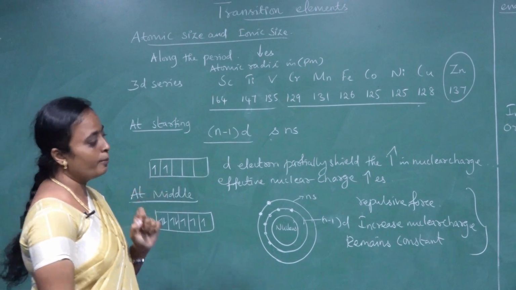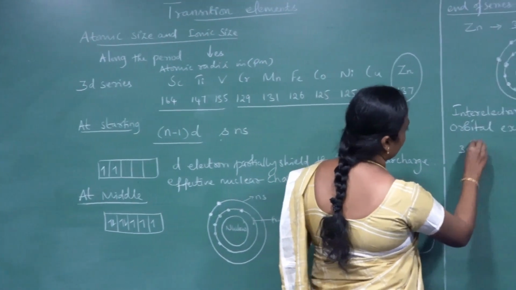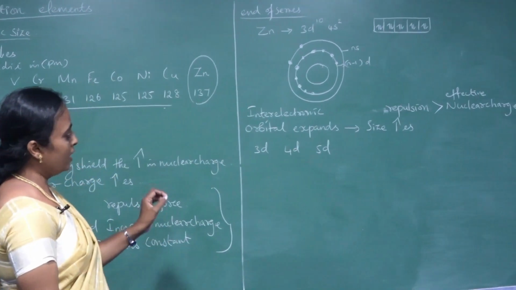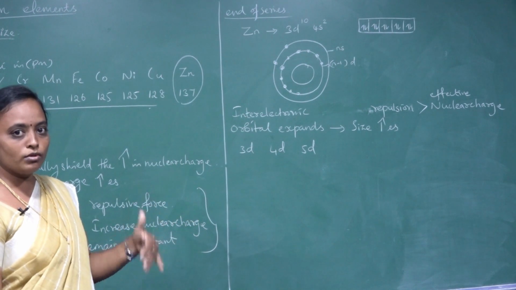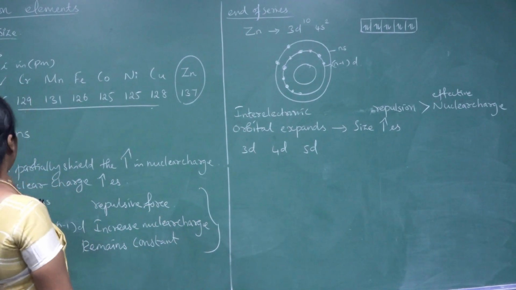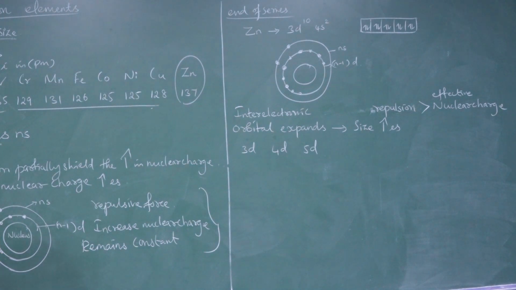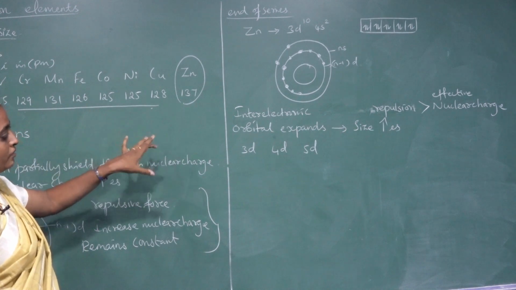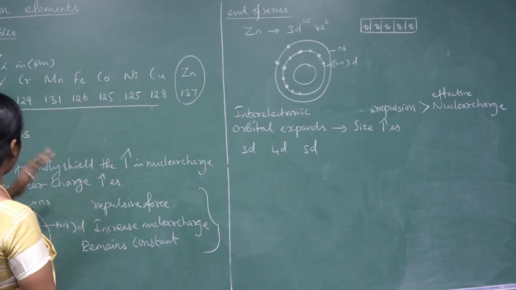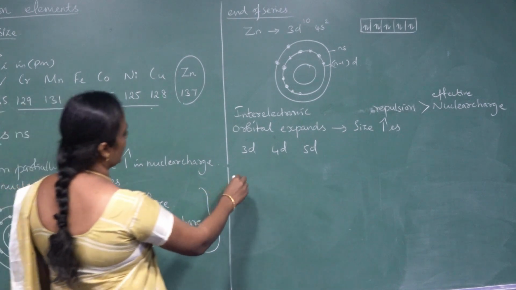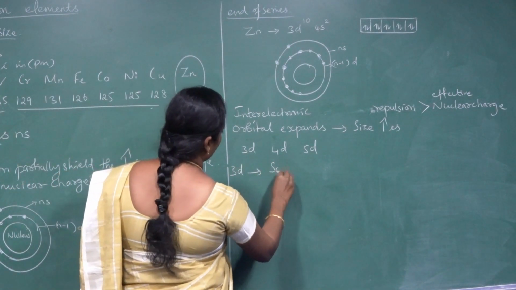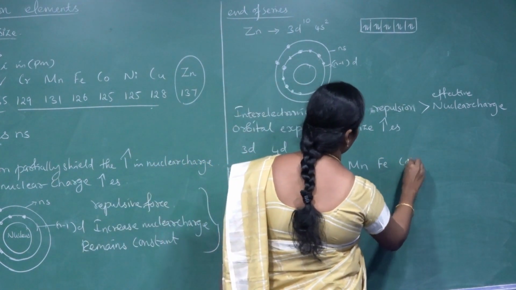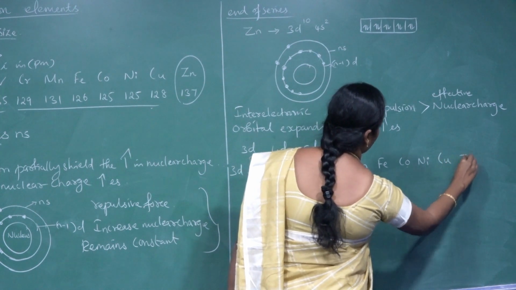Now how can I give a comparison of 3d, 4d and 5d? We know the 3d series, 4d series, 5d series go down the group. The 3d series elements we already know: scandium, titanium, vanadium, chromium, manganese, iron, cobalt, nickel, copper and zinc.